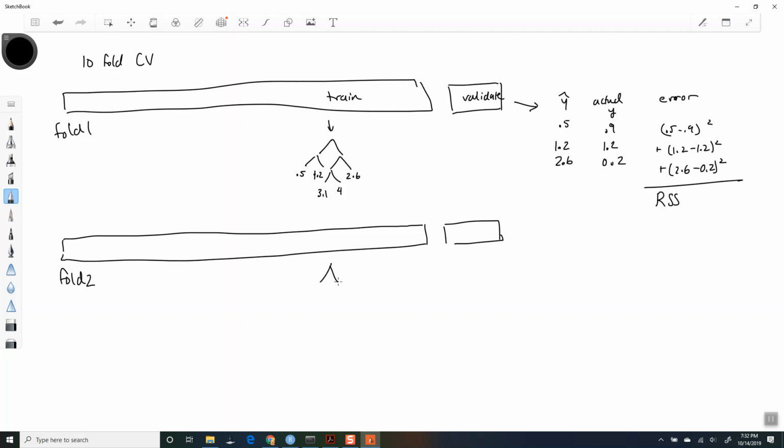With fold 2, maybe our tree looks different, okay? Maybe it looks like this, and we predict 0.6 and 3.1 and 2.8 and 1.7 and 1.6. I don't know, okay? We get a different looking tree is the point, because your training data is different here than it is here. Because it's a different random fold, your tree ends up looking different, okay? And so anyway, you still want to figure out what this is, and you get your y hats, and then you have your actual y, and then you get your error, and you're going to get another RSS value. So let's say this ends up being, I don't know, 0.4 squared plus 2.4 squared.